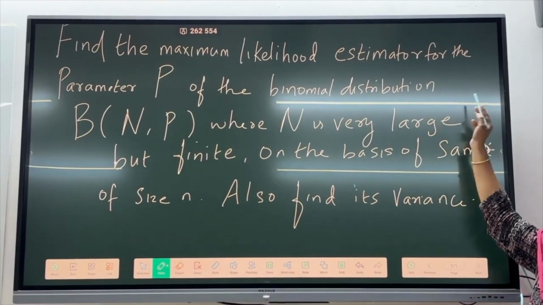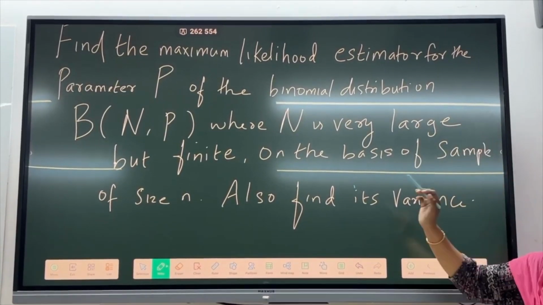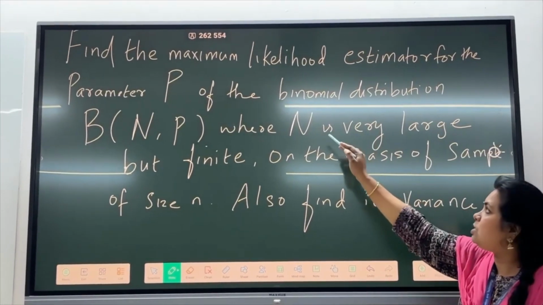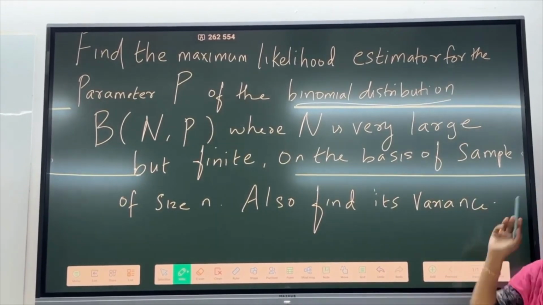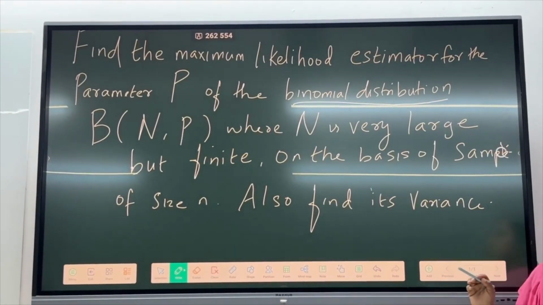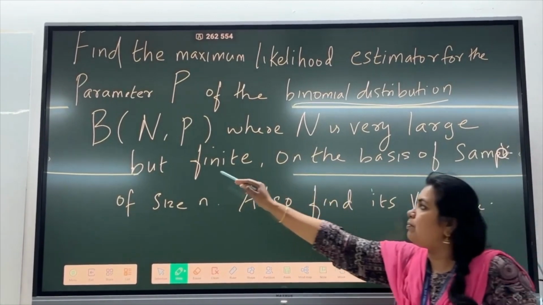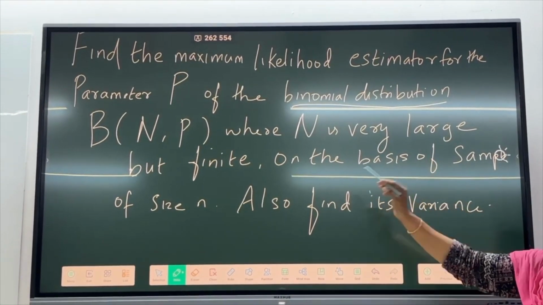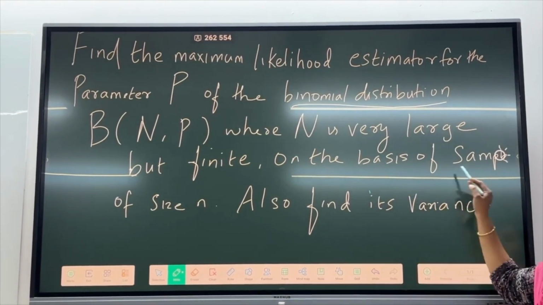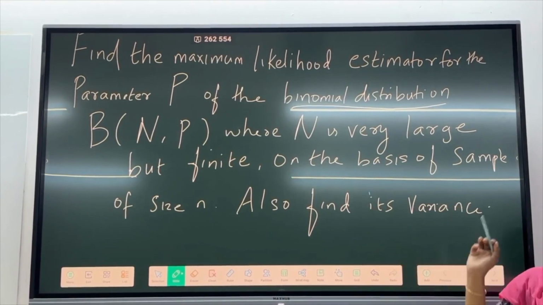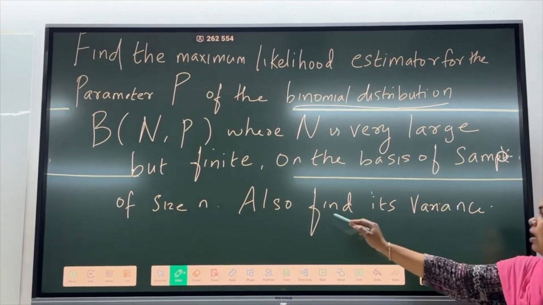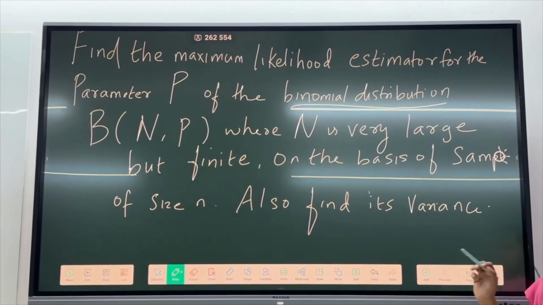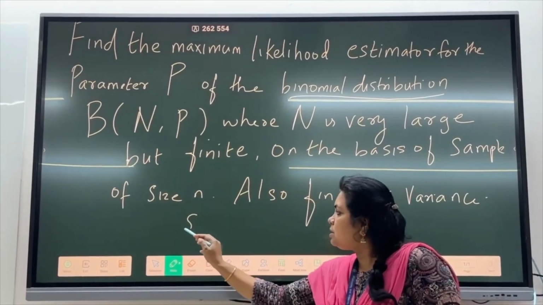Maximum likelihood estimator for the parameter P of the binomial distribution B(N, P), where N is very large but finite, on the basis of a sample of size small n. Also find its variance. This is the problem. So now the solution.